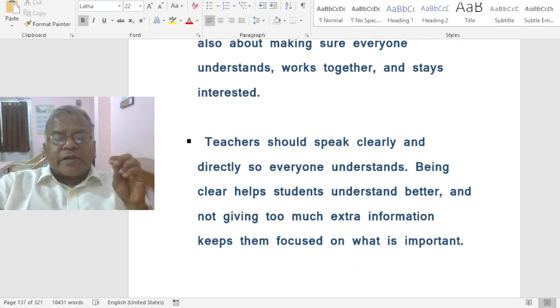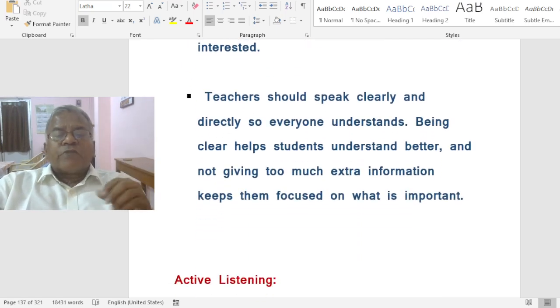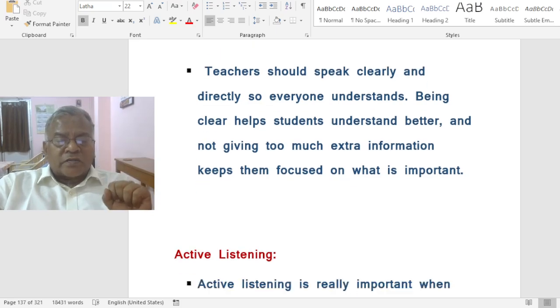Teachers should speak clearly and directly so everyone understands. Being clear helps students understand better, and not giving too much extra information keeps them focused on what is important.